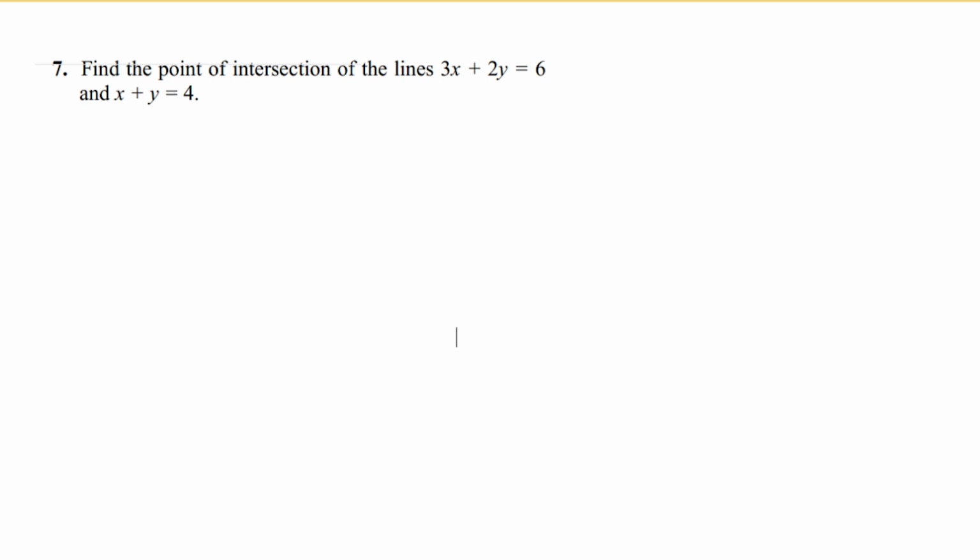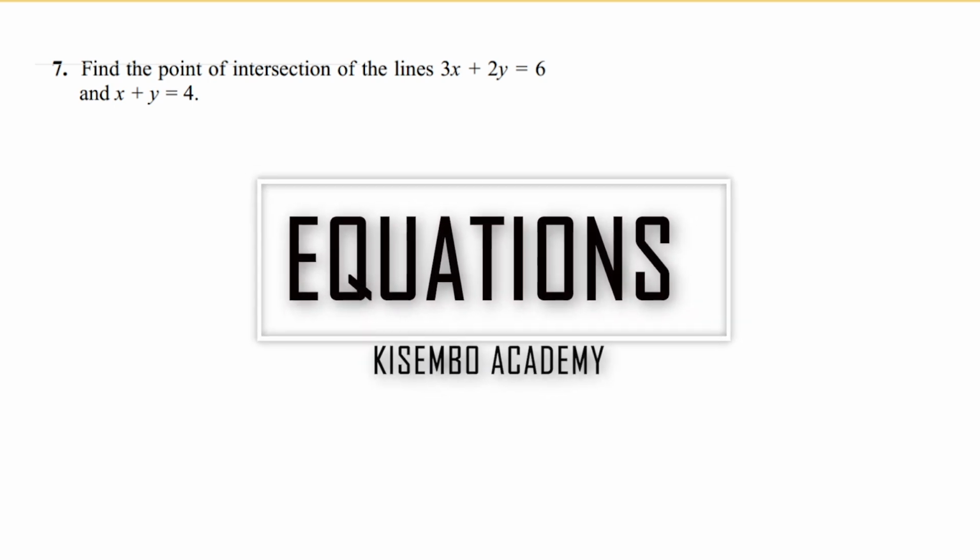So in today's lecture, we are going to do examination style past paper questions on equations. Now when it comes to equations, we are going to do linear equations, non-linear equations, and by non-linear, in this context, we are talking about quadratic equations, and we shall also be doing questions involving simultaneous equations. So let's get to it.